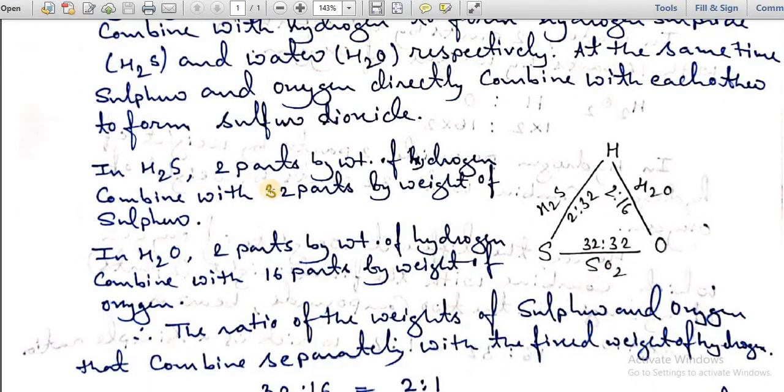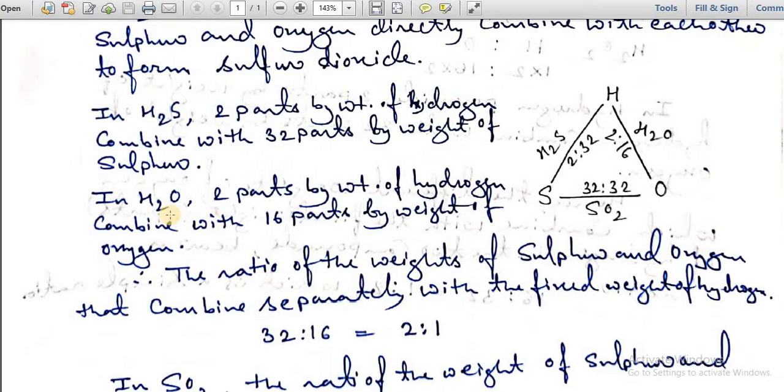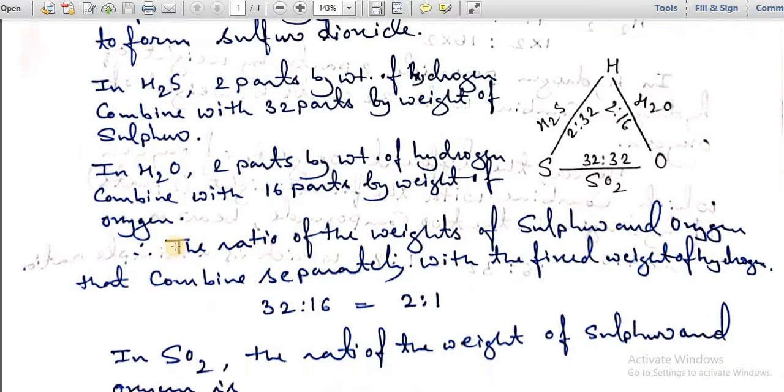Now in H2S, that is hydrogen sulfide, we have 2 parts by weight of hydrogen, and sulfur, whose atomic mass is 32, combines as 32 parts by weight of sulfur. In water we have 2 parts by weight of hydrogen and 16 parts by weight of oxygen. Now the ratio of the weights of sulfur and oxygen that combine separately with the fixed weight of hydrogen comes as sulfur 32 parts and oxygen 16 parts. So the ratio is 32:16, that gives you 2:1.